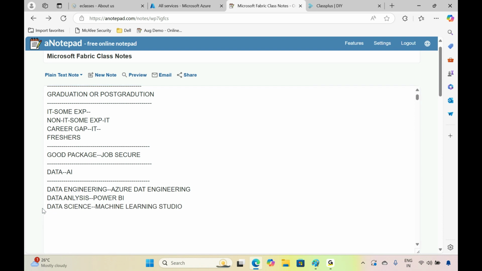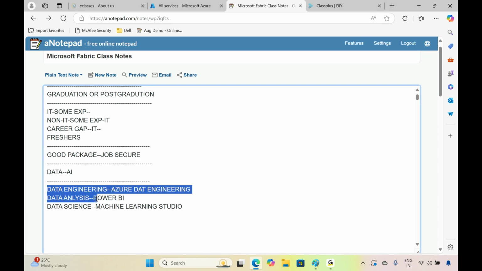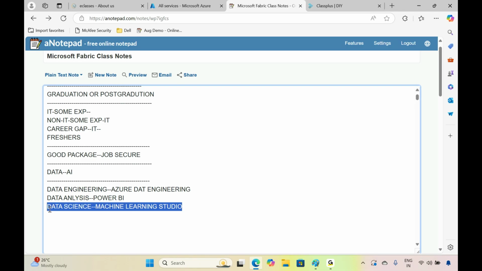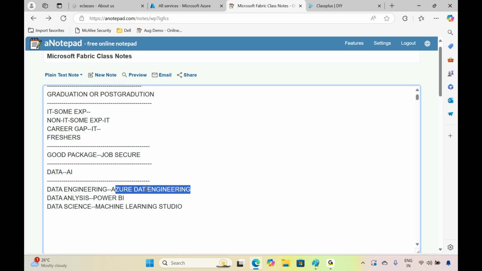So if you want to work on the data side, you need to start your career with either data engineering, data analysis, or data science. When you propose a project to a customer, you offer one of these platforms. If the customer wants to implement a data science project, Machine Learning Studio. For data analysis, Power BI. For data engineering, the Azure data engineering course.